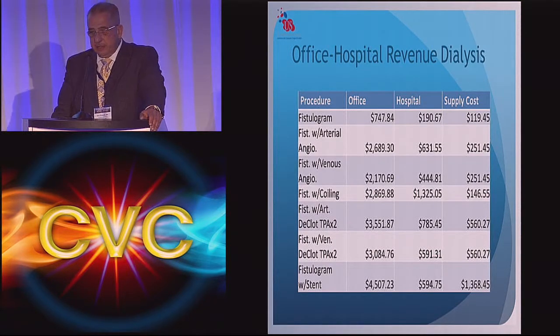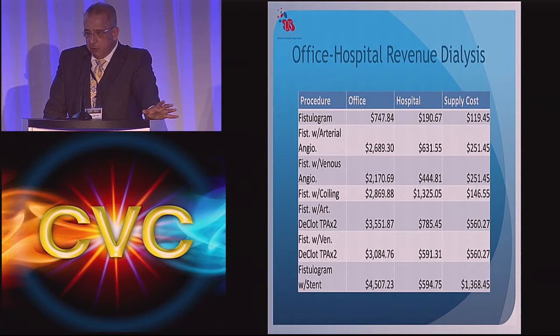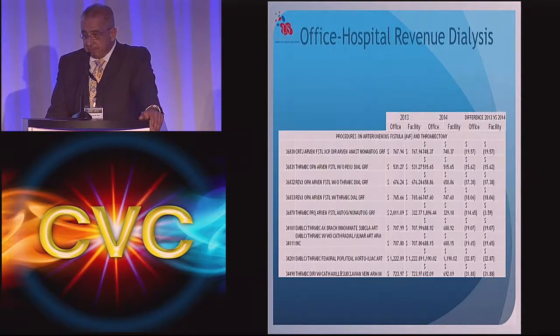So let's look at a little bit about the economics, the financials. The office is a place of service 11 as far as CMS is concerned, and the hospital can be either a 21 or a 22. So the reimbursement fee schedule is clearly different. On the left side of the screen, fistulogram with stents, $4,500 in the office. In the hospital, $594. The supply cost is $1,300. For a fistulogram alone, the supply cost is only $100 at this time.